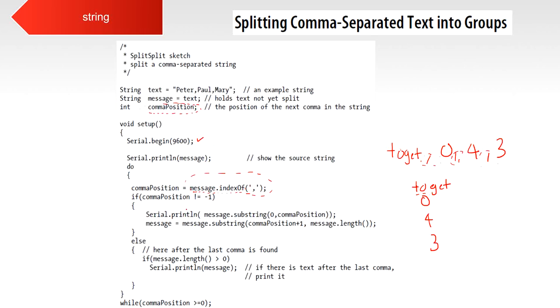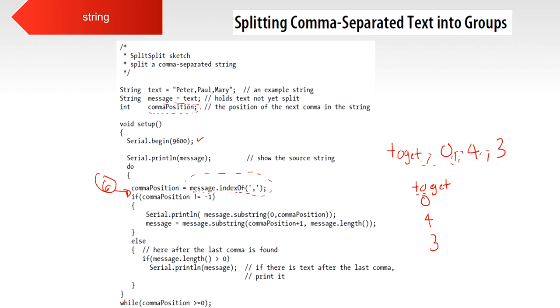Let's say it will iterate throughout the string, and first thing first, Serial.println(message.substring(0, commaPosition)). The first command will give the comma position. For this particular case, the comma position will be 1, 2, 3, 4, 5, 6, so location number 6.